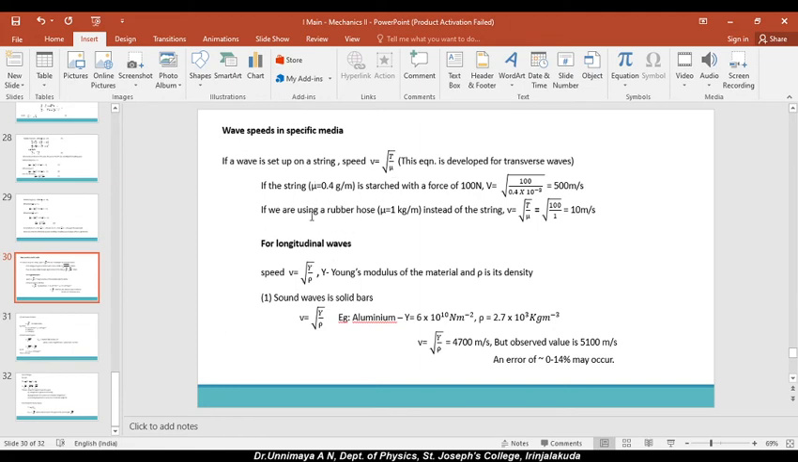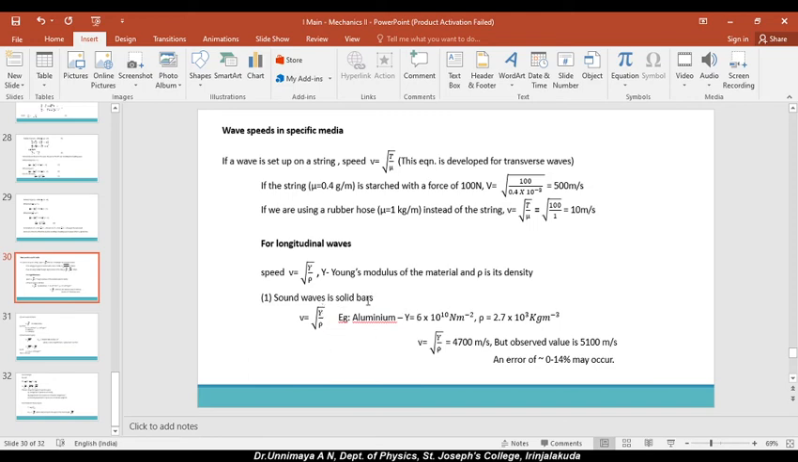When we replace transverse with longitudinal waves, longitudinal wave means sound waves, the equation is entirely different. So for sound waves, we consider different mediums like a solid medium, like a solid bar, a liquid medium, that is water, and a gaseous medium, that is air. For a solid medium, we get V is equal to root of Y by rho, where Y is Young's modulus and rho the density of the material.